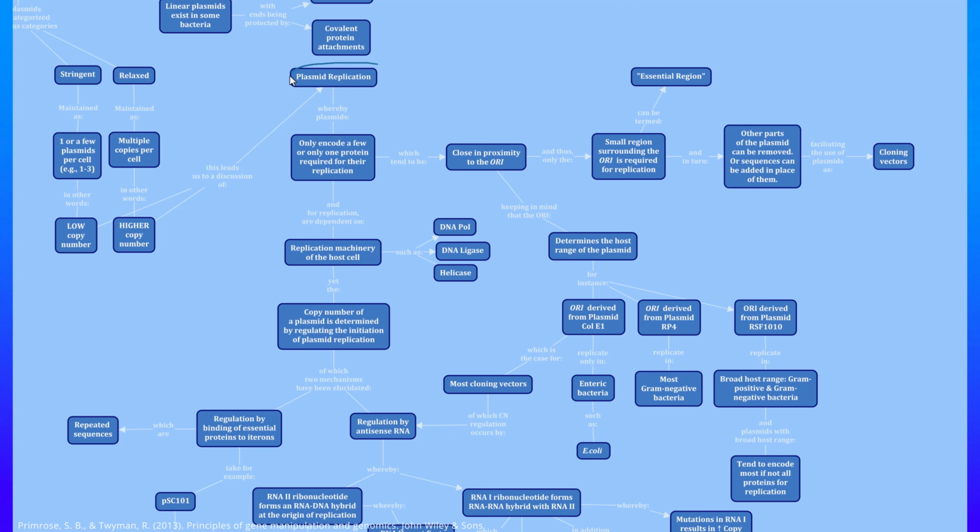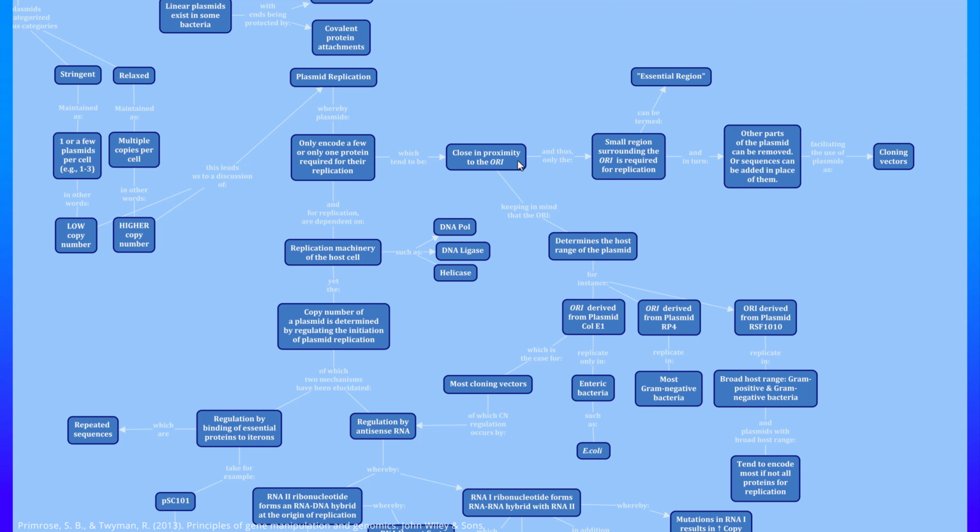And so in plasmid replication, you have to keep in mind that plasmids only encode a few or only one protein required for their replication, and they tend to be in close proximity to the origin of replication, and thus only a small region surrounding the origin of replication is required for replication. This can be termed the essential region, quote unquote, and in turn, other parts of the plasmid can be removed or sequences can be added in place of them. And so this facilitates the use of plasmids as cloning vectors.